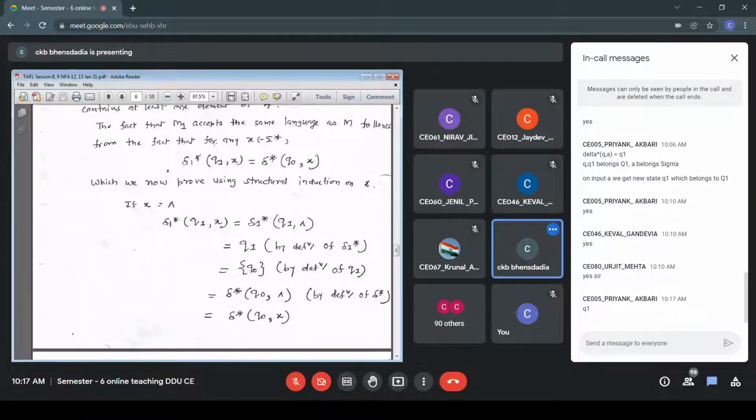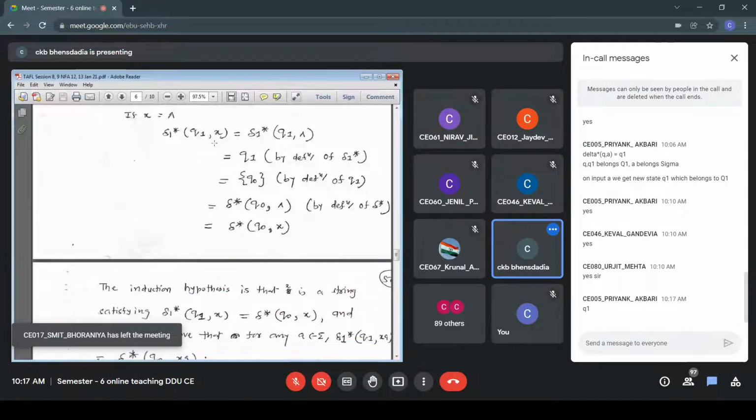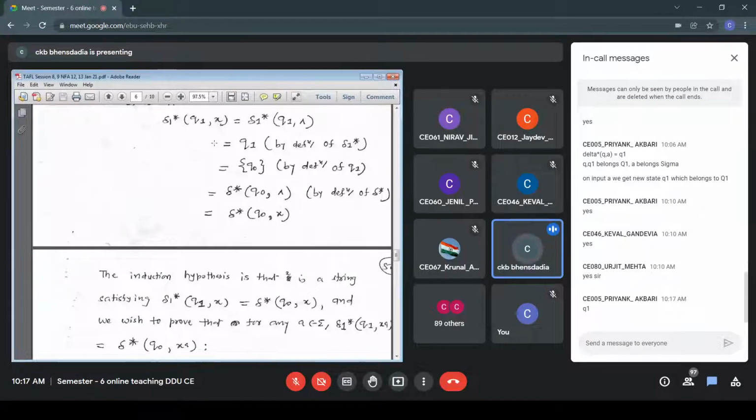We continue with the assumption for x, a string for which the statement is true. X is a string satisfying delta 1 star q1 x equal to delta star q0 x. Again, we don't say length of x is k, but in the next statement we'll take length of x to be k plus 1 implicitly. So this is the induction hypothesis in a structural induction proof: x is a string satisfying delta 1 star q1 x equal to delta star q0 x. Next we take length one more than length of x, that is k plus 1. So delta 1 star q1 xa equal to delta star q0 xa, that we have to prove. This is the induction statement. Hypothesis: delta 1 star q1 x is delta star q0 x. Induction statement: delta 1 star q1 xa equal to delta star q0 xa, that we need to prove.